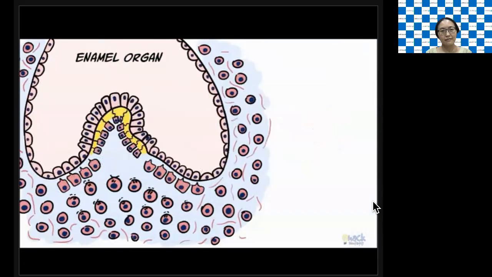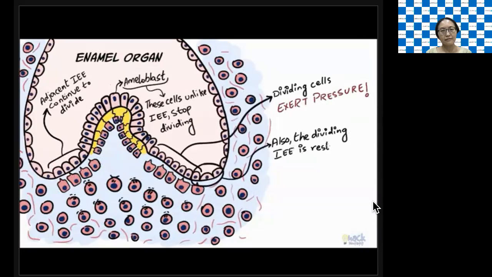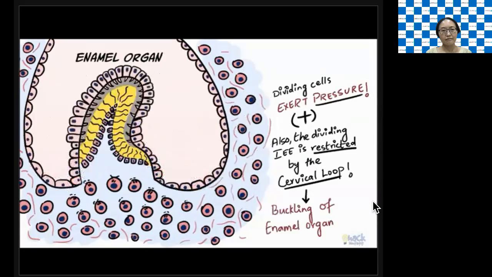Simultaneously, the inner enamel epithelial cells corresponding to the future cusp tip position begin to differentiate into ameloblasts. Once the inner enamel epithelial cells differentiate, they stop proliferating. However, the adjacent inner enamel epithelial cells that have not differentiated continue to divide, exerting a pressure. Also, the inner enamel epithelium is constrained and restricted by the cervical loop. So the pressure exerted by the dividing cells and the confinement of these cells by the cervical loop results in these cells buckling and assuming the shape of the cusp of the corresponding tooth being formed.